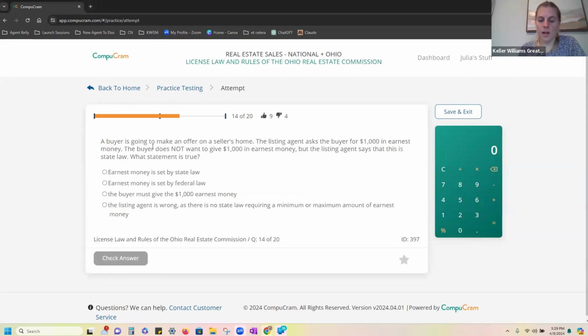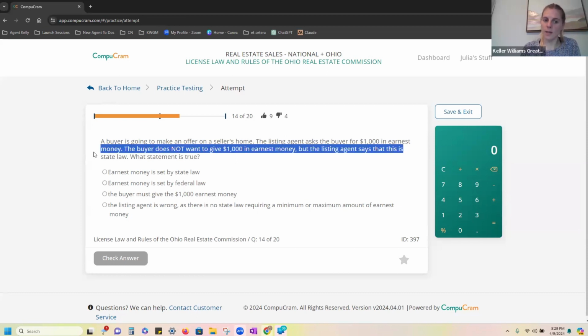A buyer is going to make an offer on the seller's home. The listing agent asks the buyer for $1,000 in earnest money. The buyer does not want to give $1,000 in earnest money, but the listing agent says that this is state law. Which is true? A, earnest money is set by state law. B, earnest money is set by federal law. C, the buyer must give the $1,000 earnest money. D, the listing agent is wrong, as there is no state law requiring a minimum or maximum amount of earnest money.